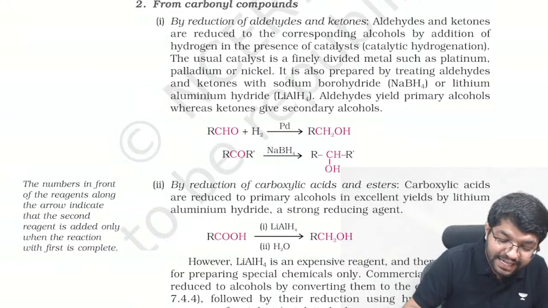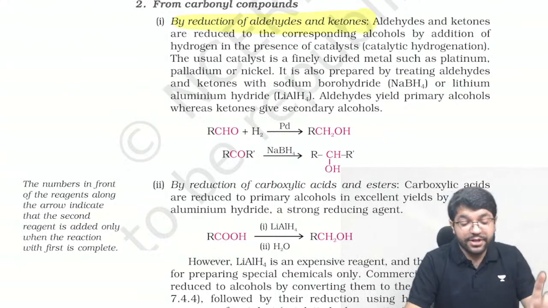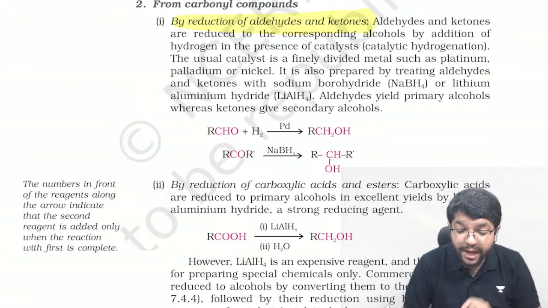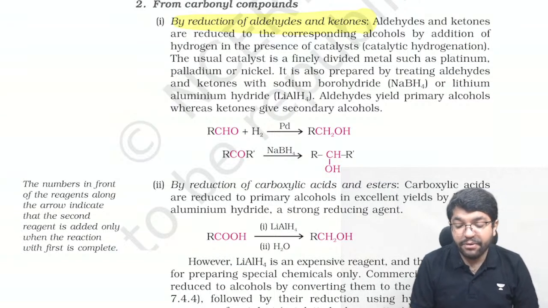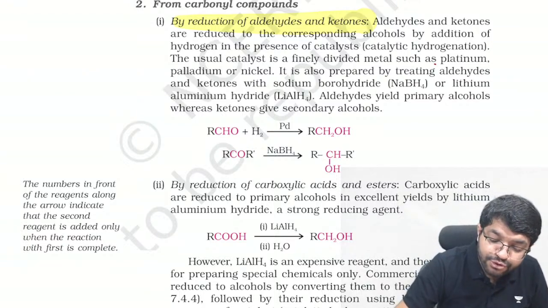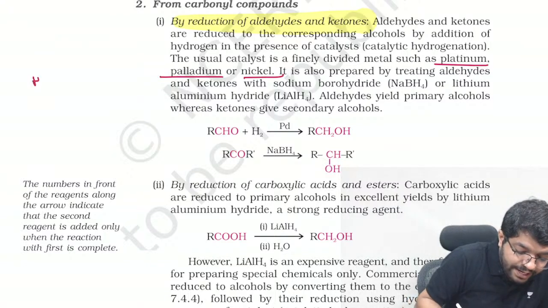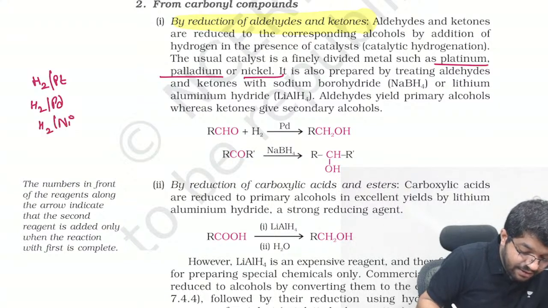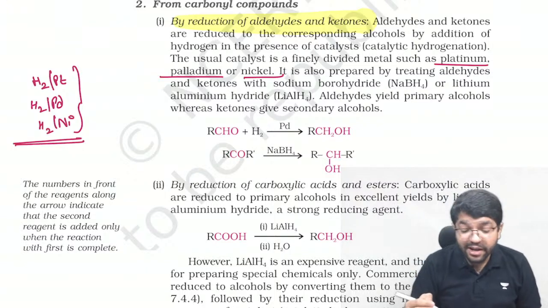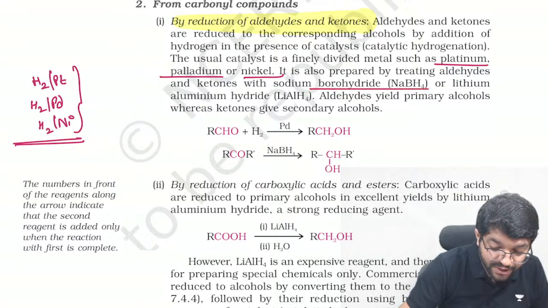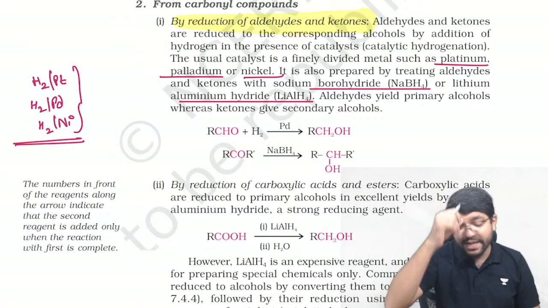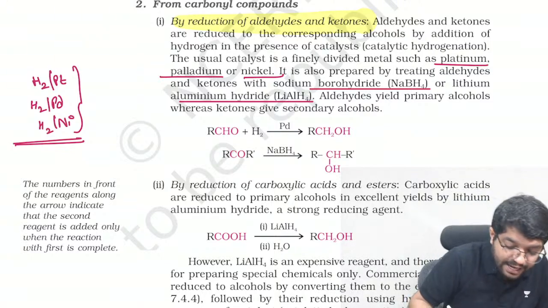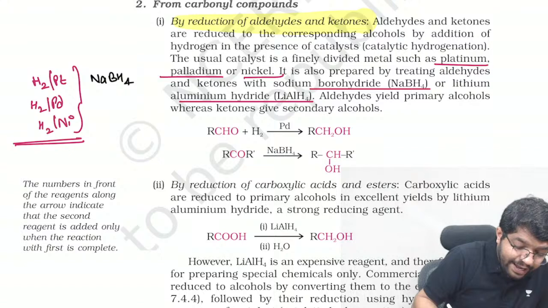From carbonyl compounds, it is called reduction of aldehydes and ketones. The flow chart is already made. And how do NCERTs define it? Very quick: by addition of hydrogen. The usual catalyst is a finely divided metal such as platinum, palladium or nickel. It is also prepared by H2/Pt, H2/Pd, H2/Ni. Got your point? So this could be the catalyst, or NaBH4, sodium borohydride, or LiAlH4. Total, all the reducing agents list I got, sir: H2/Pt, H2/Pd, H2/Ni, then NaBH4, also LiAlH4.